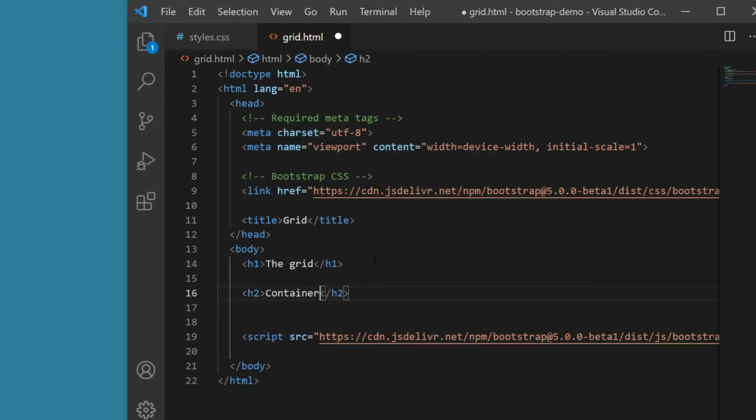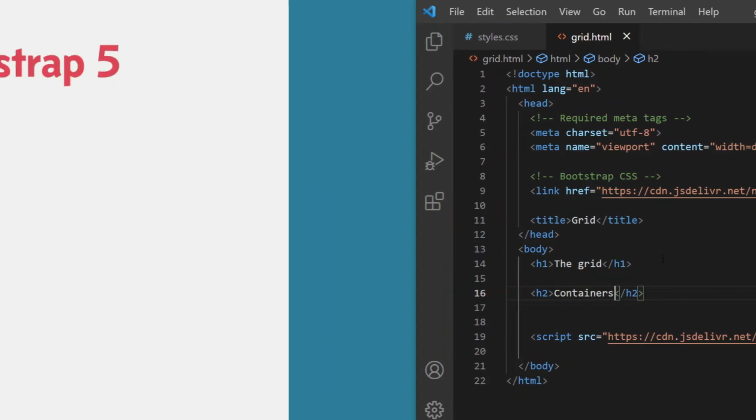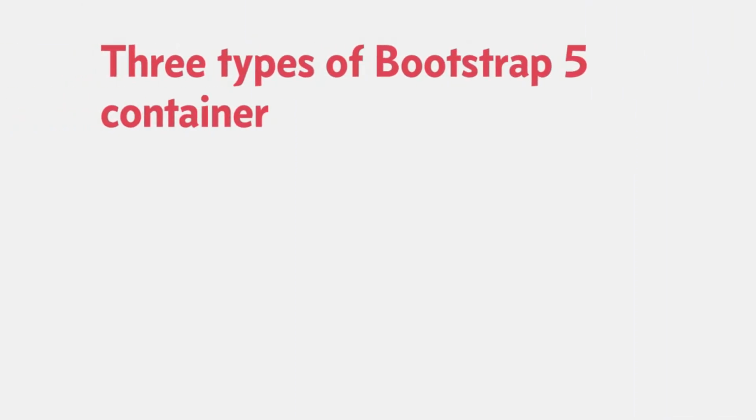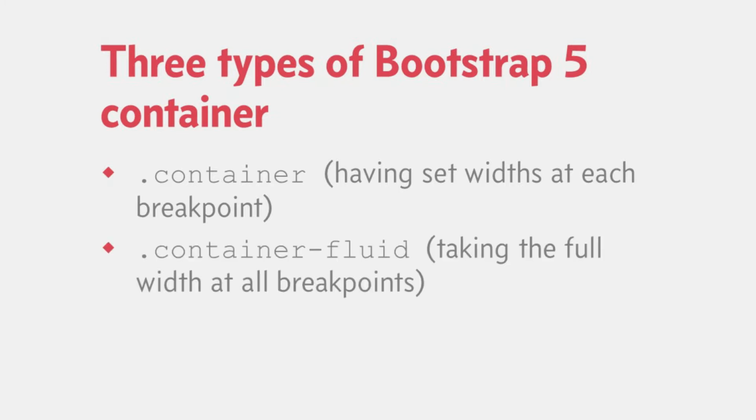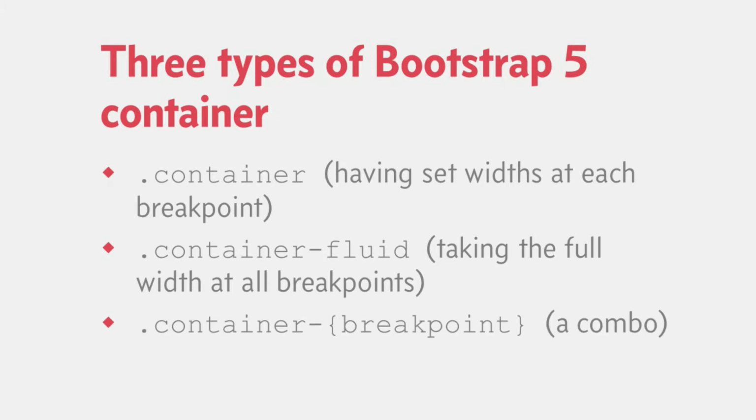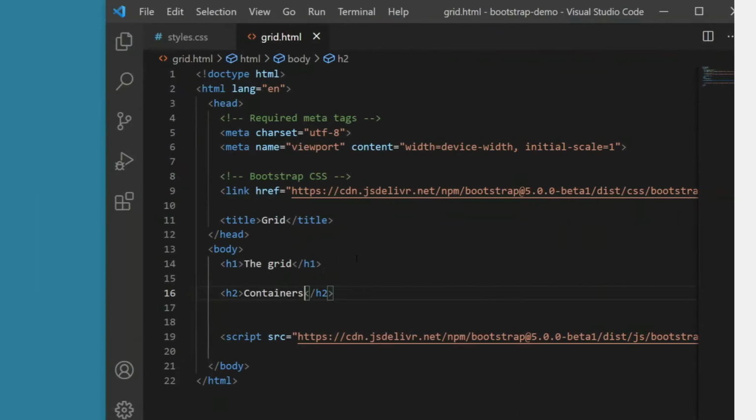And our topic for now is containers. There are three types of containers in Bootstrap. First is the basic container class, .container, and as we'll see, those have a set width for different browser sizes. Next are fluid containers, .container-fluid. They'll take up 100% of the browser width, no matter how wide or narrow it is. And third are responsive containers, which are kind of a combination between the first two.